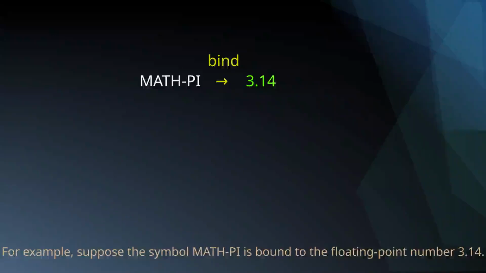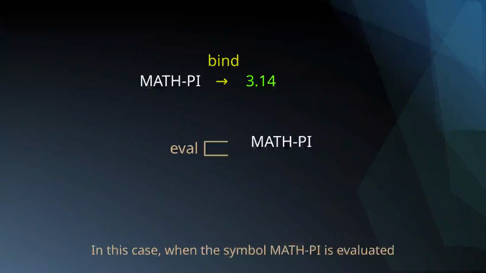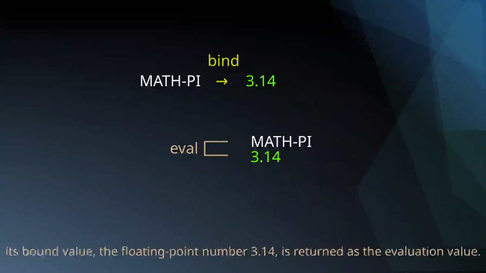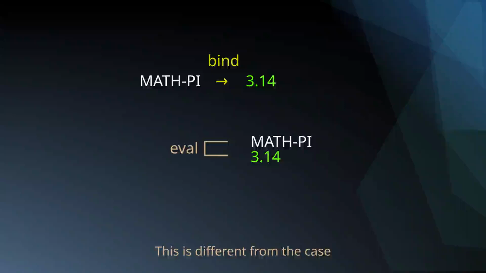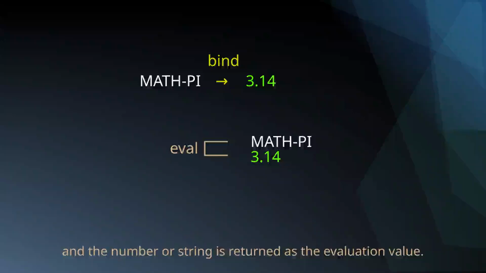For example, suppose the symbol math-pi is bound to the floating point number 3.14. In this case, when the symbol math-pi is evaluated, its bound value, the floating point number 3.14, is returned as the evaluation value. This is different from the case when an S expression representing a number or a string is evaluated, and the number or string is returned as the evaluation value.